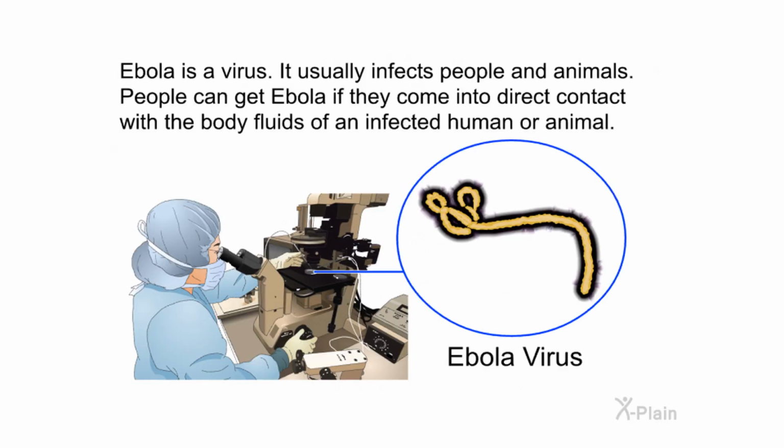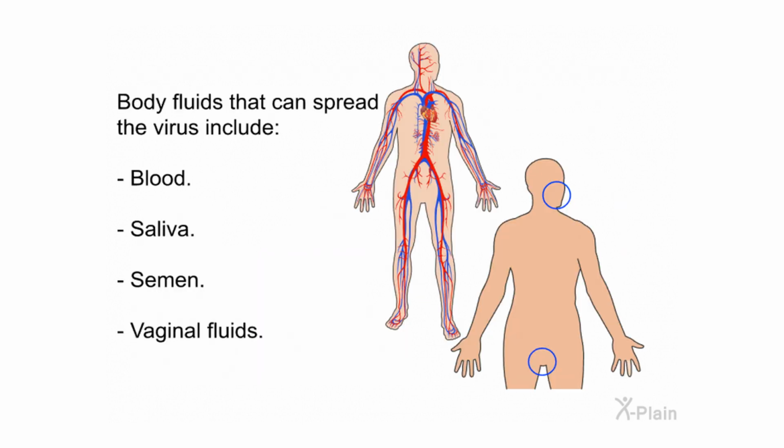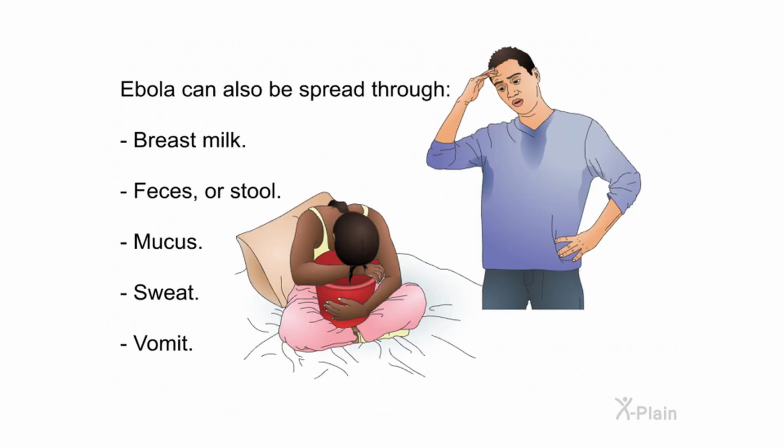Causes. Ebola is a virus. It usually infects people and animals. People can get Ebola if they come into direct contact with the body fluids of an infected human or animal. Body fluids that can spread the virus include blood, saliva, semen, vaginal fluids. Ebola can also be spread through breast milk, feces or stool, mucus, sweat, vomit.